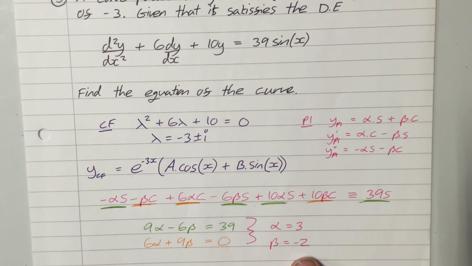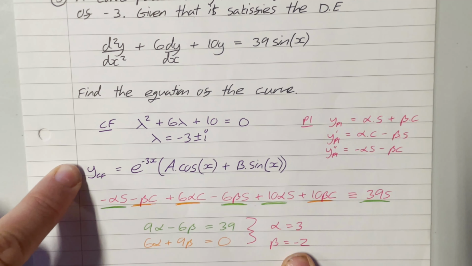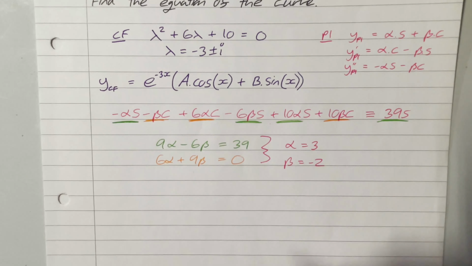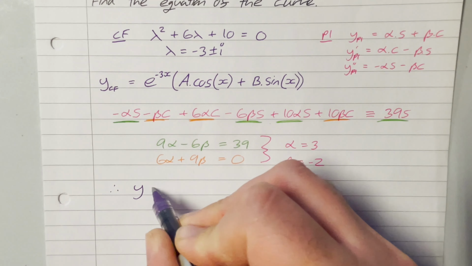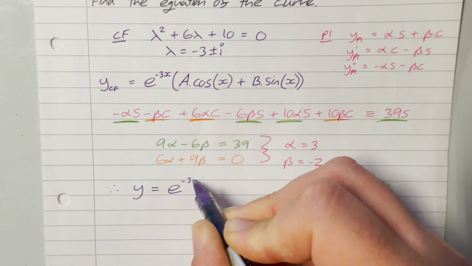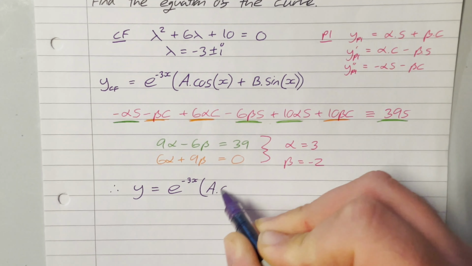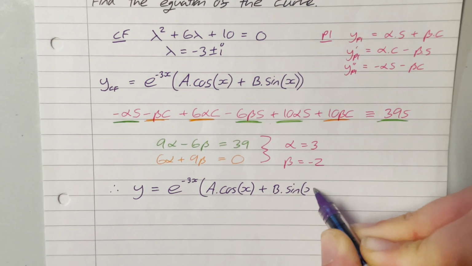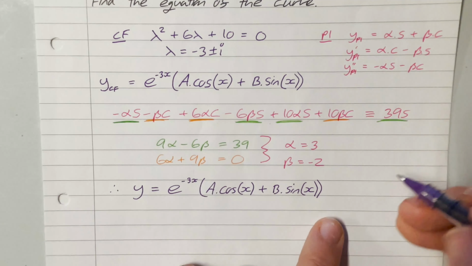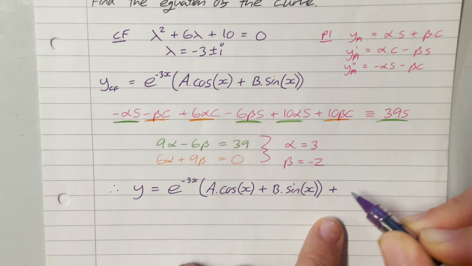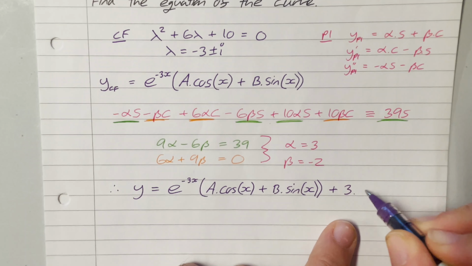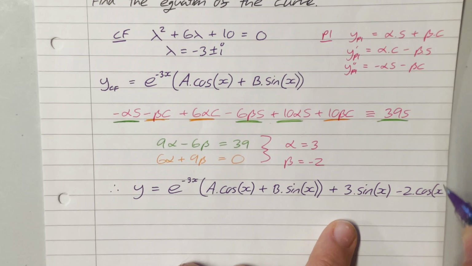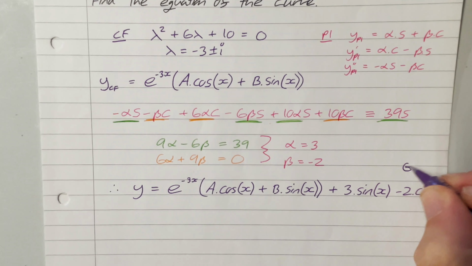Now that we've got those two values and we've got a complementary function, then I can state my general solution to this differential equation, which is y as a function of t. So y is going to equal e to the minus 3x into a times the cosine of x plus b times the sine of x. And then I've also got this, which, because it's now an answer, I'm going to write the full trig function. So that's 3 times the sine of x minus 2 times the cosine of x. Okay, so that's my general solution.